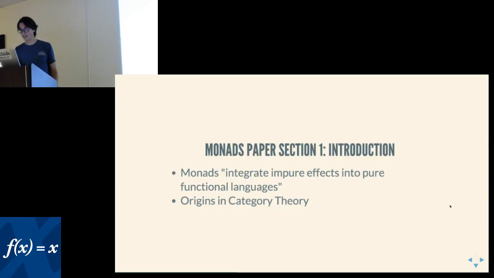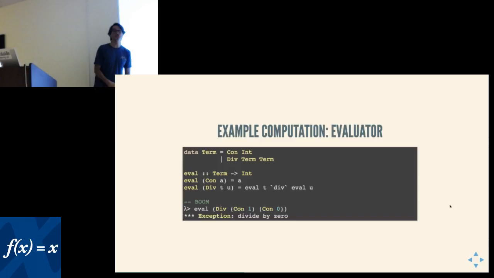He starts in section 2 with this evaluator for arithmetic terms. This is Haskell. In Haskell, you can write these algebraic data types. These are also called sum types. This is a type that he's defining, term. And he's saying a term can be either Con, which is a constructor, but it probably means constant. It's some kind of integer. We're going to call it a Con Int. Or it's the division of 2 terms.